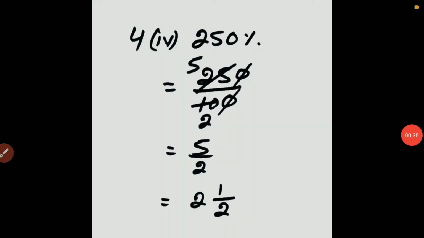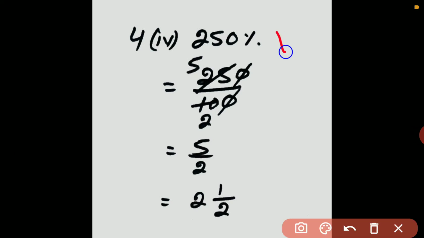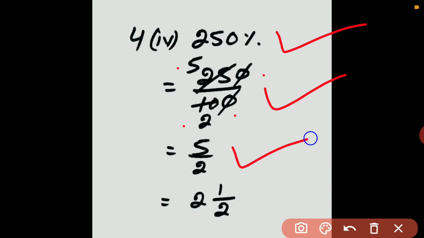Coming to the next question, which is question number 4.4, the question given to us is 250%. So now 250 upon 100, that will be my next step. Then the cancellation, 0 and 0 gets cancelled. 5 2 times and 5 5 times. 5 2 times is 10 and 5 5 times is 25. Hence my answer will be 5 upon 2.